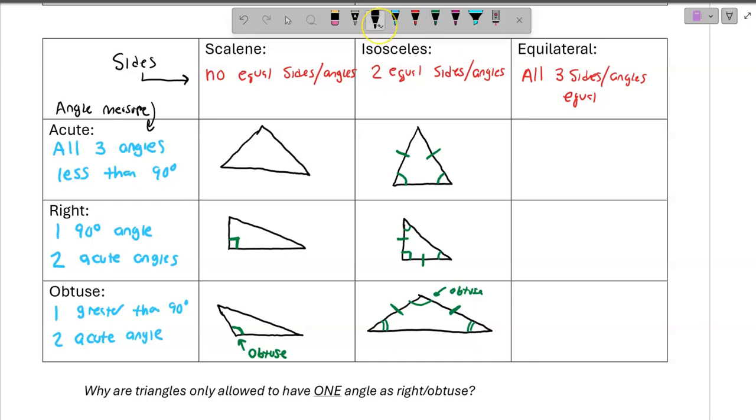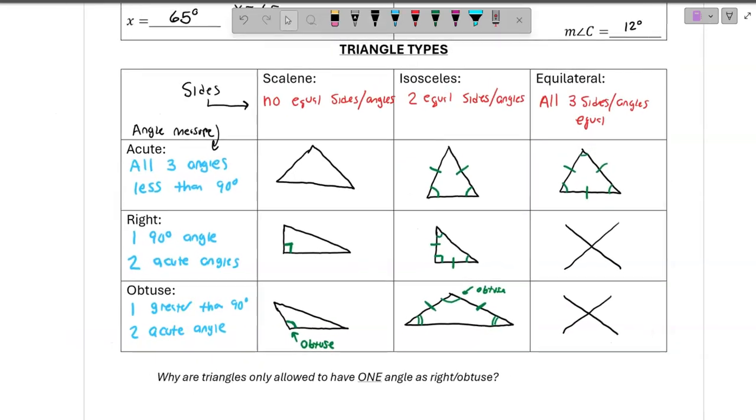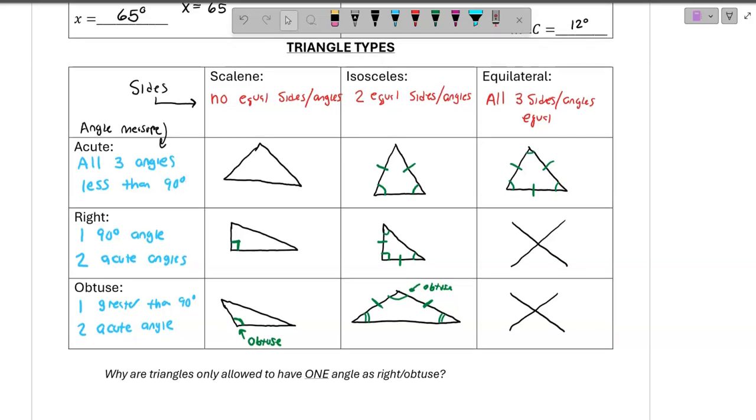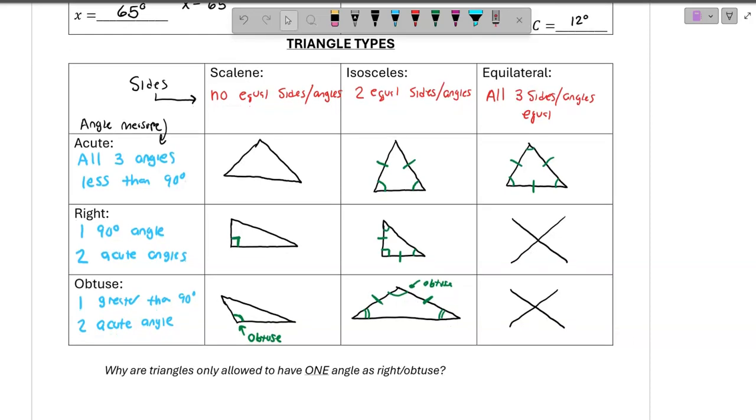And then finally, our last one is our equilateral triangle, where all 3 sides are equal, as well as all 3 angles. Another little side quest I want you to think about is, it is impossible for a triangle to be equilateral and right. It is also impossible for an equilateral triangle to be obtuse. So there are no possible triangles to draw there. So think about why that is. Why would that be? Okay.